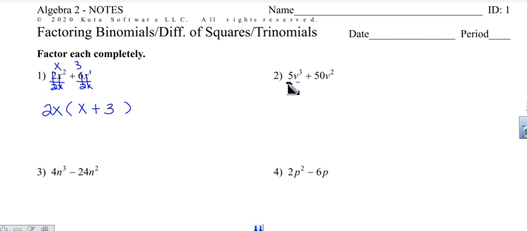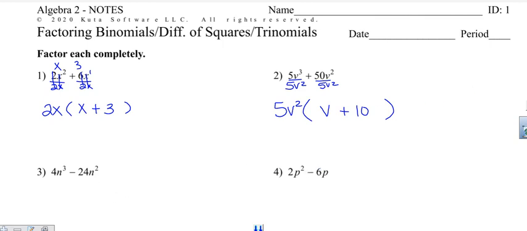On number 2, what do these have in common? I can divide a 5 into both of them, and they both have at least a v squared. Remember, choose the smaller of your exponents. When I put down the parentheses to hold the leftovers and I divide the 5v squared out of each term, I am left with v plus 10. I can distribute my 5v squared to check my answer, and I've done it correctly.